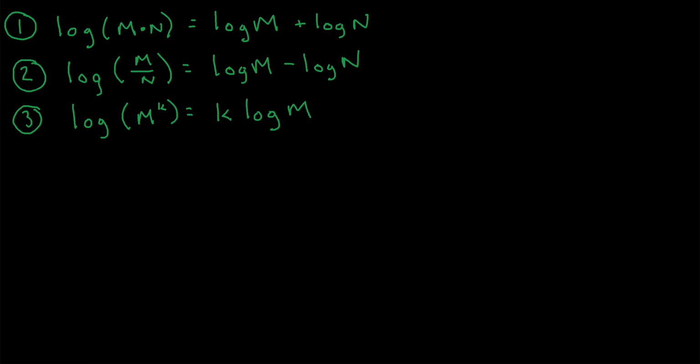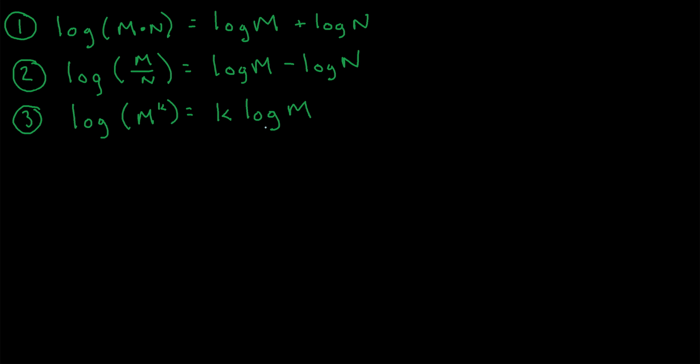In this video, we will talk about how to condense logarithmic expressions. So there are three rules to remember when we're condensing logarithmic expressions. The first is, if we have log of m times n, that can be rewritten as log of m plus log of n. The second rule is, if we have log of m divided by n, that can be rewritten as log of m minus log of n. And the last rule is, if we have log of m to the power of k, that can be rewritten as k times log of m.